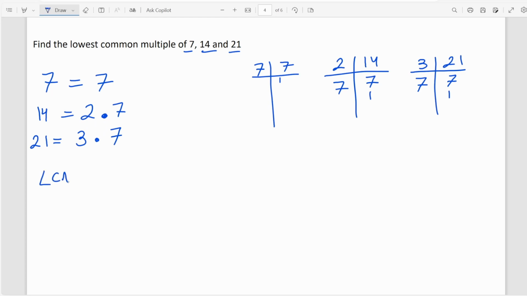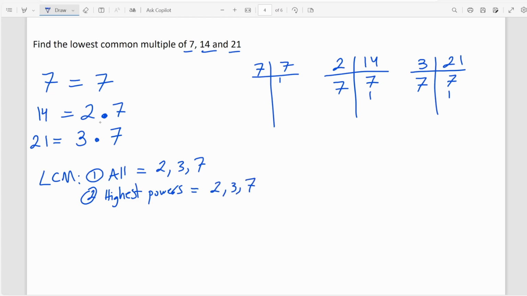Now, again, for the LCM, we need firstly all the numbers, and then the highest powers, right? So if I list all the numbers, they are 2, 3, and 7. That's everybody. Highest powers, it remains as 2, 3, and 7 because all the powers here are powers of 1, okay? So the LCM is 2 times 3 times 7, which gives us 42. This is the answer.